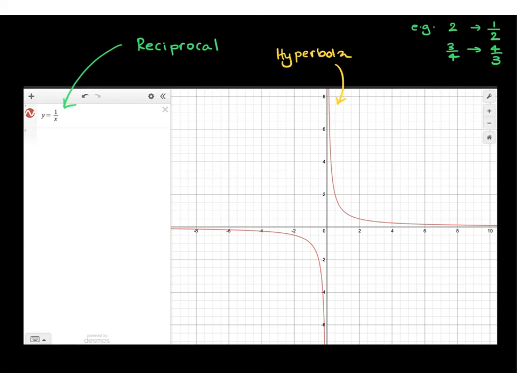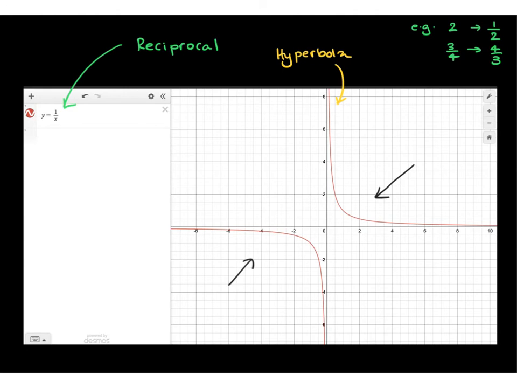Now, this is something that you will come across more in A-level maths, in particular in A-level further maths. This is a really interesting function because it has two parts to it, or two branches to it, a positive section and a negative section. So you can see in this region over here, where x takes a positive value, your y values will also all be positive. In this region over here, your x values are negative and your y values will also consequently be negative.